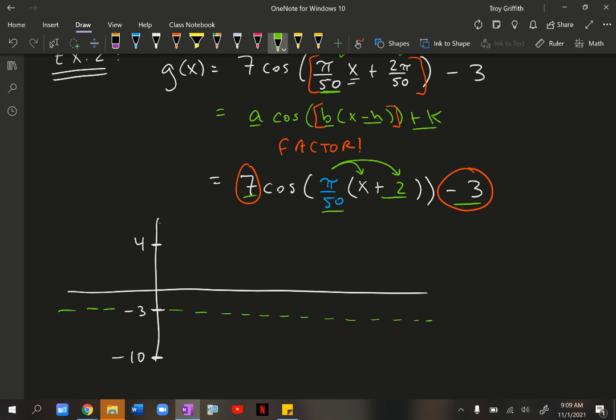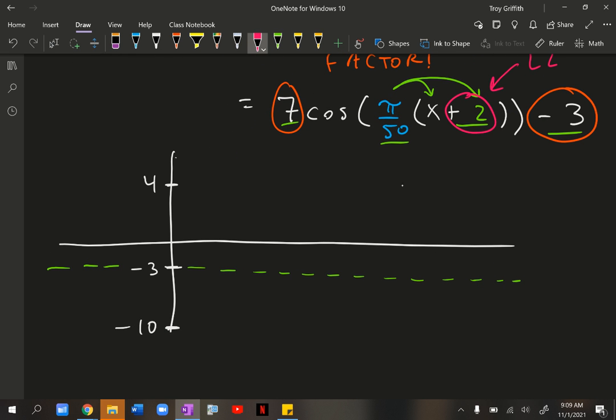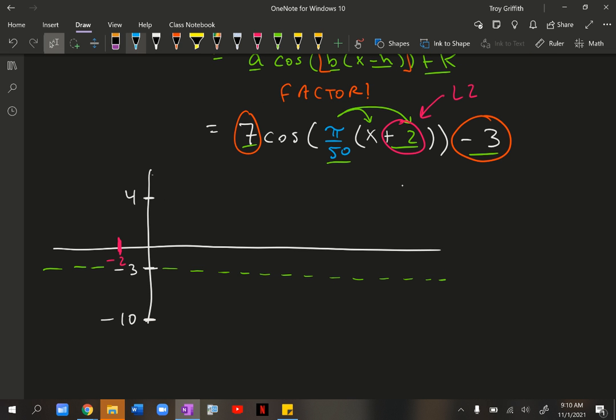Now this one's a little weird because guess what? We've got a plus 2 here. Remember, if I have a plus on the inside, this shifts me left 2. So the only other thing I'm going to do before I start doing some calculations is put a little mark off here to the left, and I'm going to label that negative 2, because what this means is my graph got shifted to the left, negative 2. So instead of starting at 0, I'm going to start 2 to the left of that, which would be at negative 2.